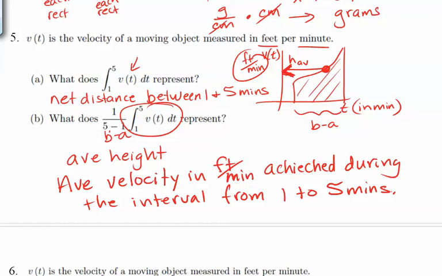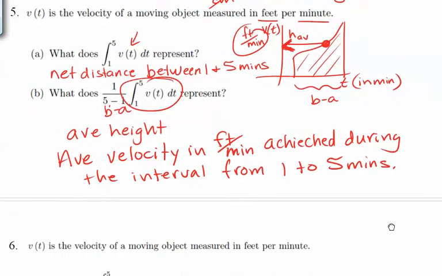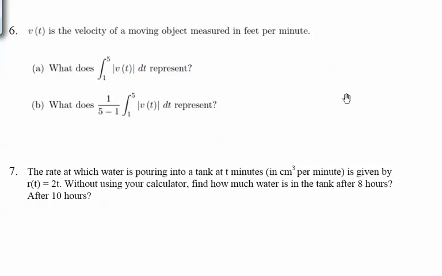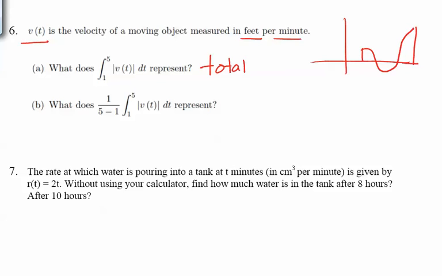So you can know some formulas, but if you don't understand this type of problem, then you can't apply any of those formulas. All right, so another velocity problem. Velocity this time's measured in feet per minute, and this time we're going from 1 to 5 with an absolute value. So even if some of the velocity is negative, here's our explanation of this case here.